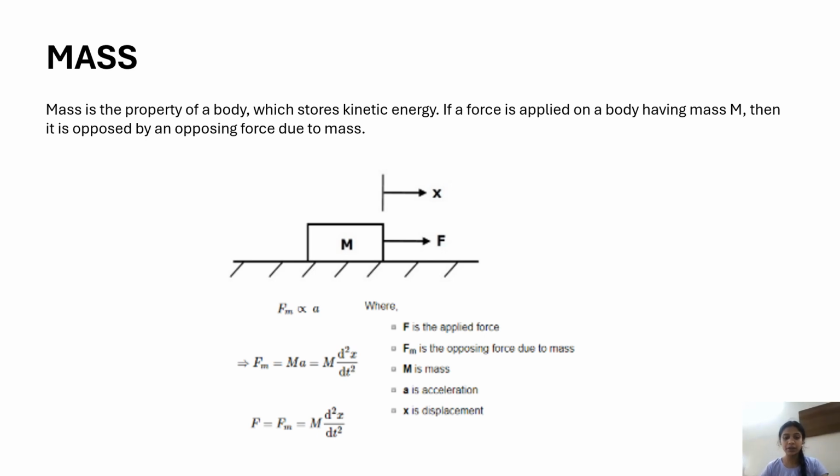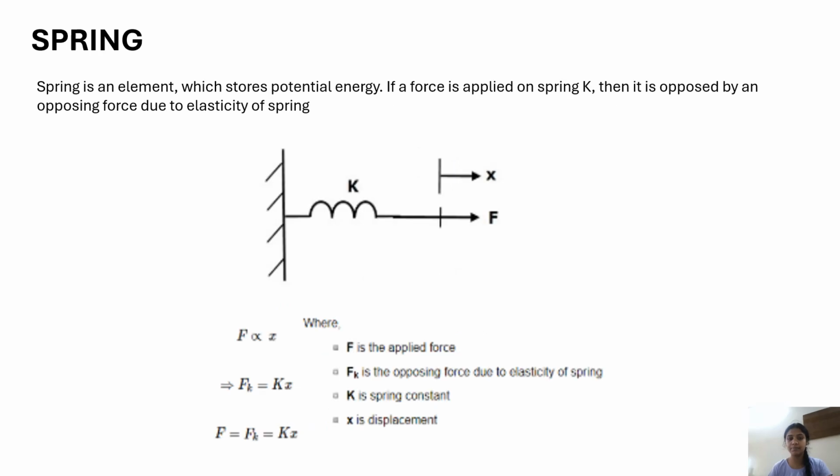Here we have some equations. Fm equals ma, where a is the acceleration. We can define that as m d squared x divided by dt squared. Here F is the applied force, Fm is the opposing force due to mass, m is the mass, a is the acceleration and x is called the displacement.